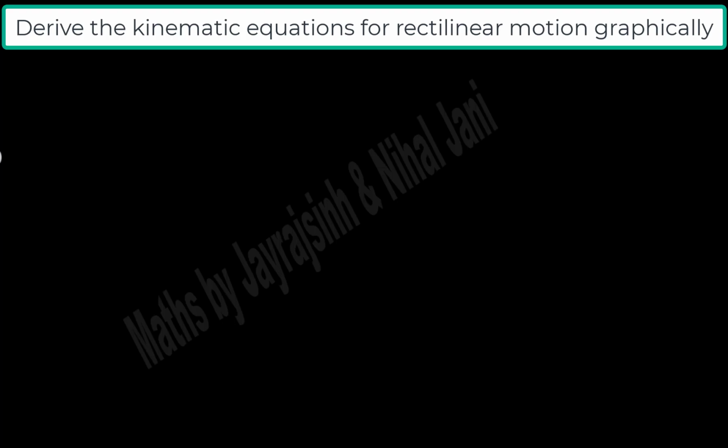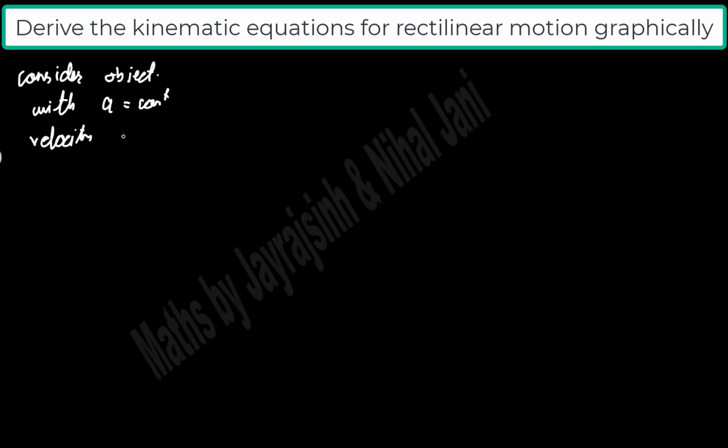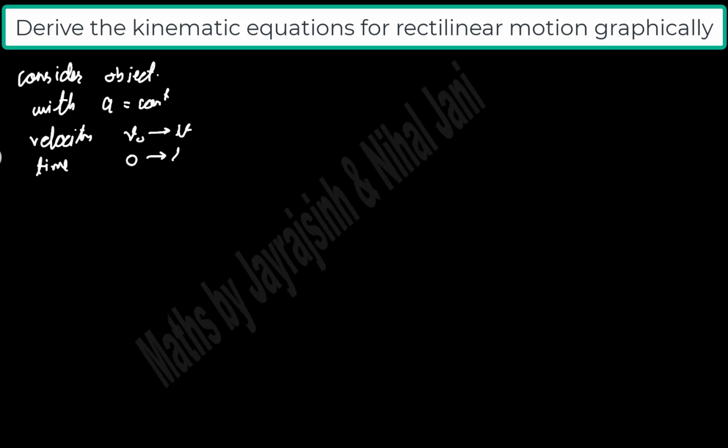Derive the kinetic equation for rectilinear motion with uniform acceleration. First of all, consider our object is moving with constant acceleration from velocity v0 to v in time 0 to t.